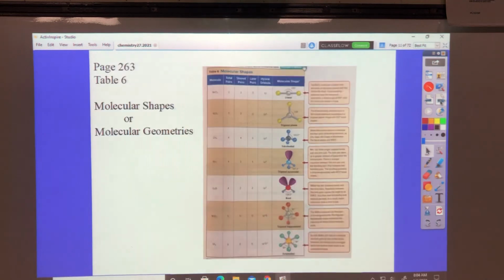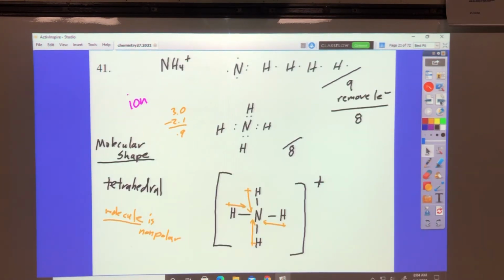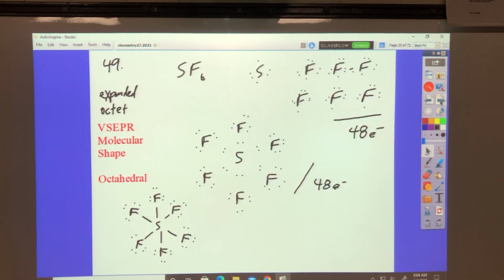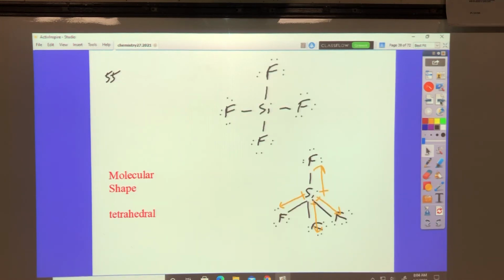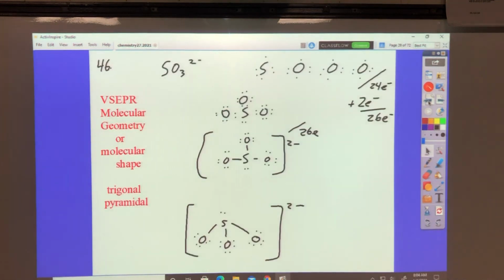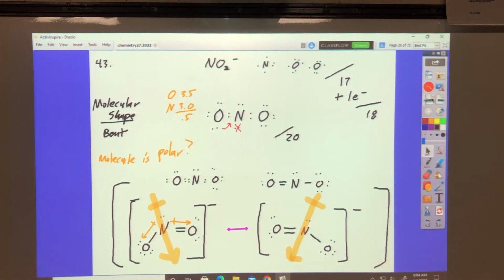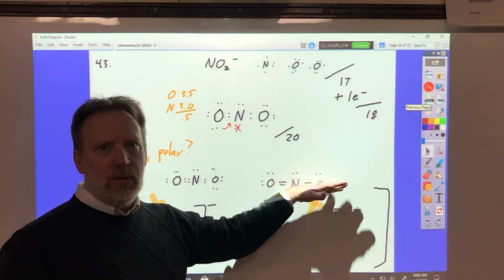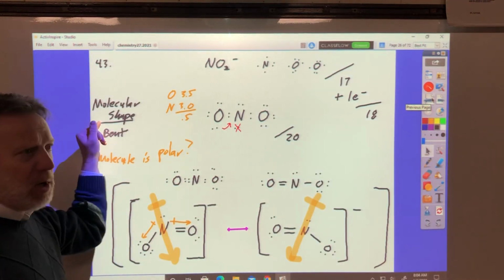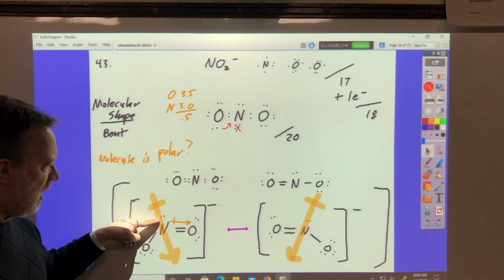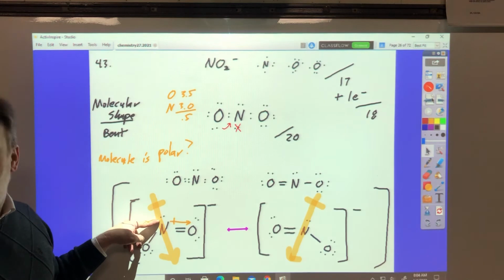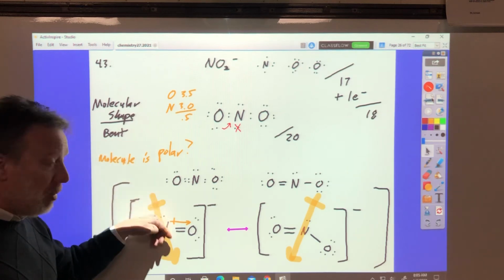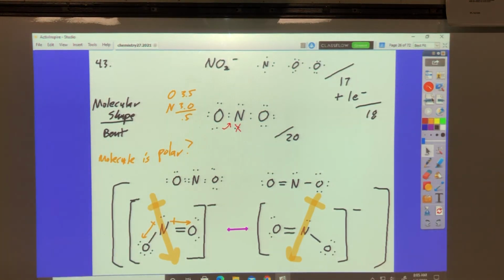Okay, so we left off on these questions. This one here is where I left off. We were looking at the nitrite ion and its molecular geometry, or molecular shape, which was bent because of this electron pair here. We also had a dipole this way, which leads to a molecular dipole this way, because they don't cancel here, they're not opposite.